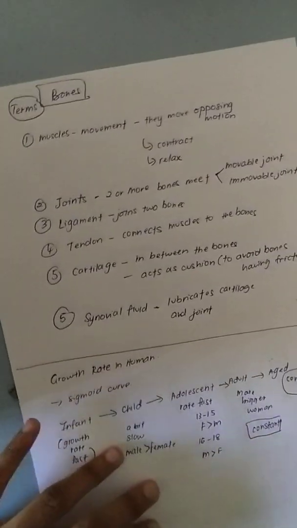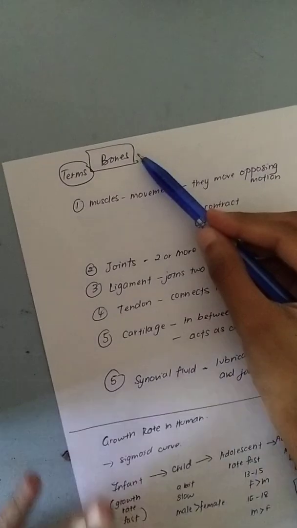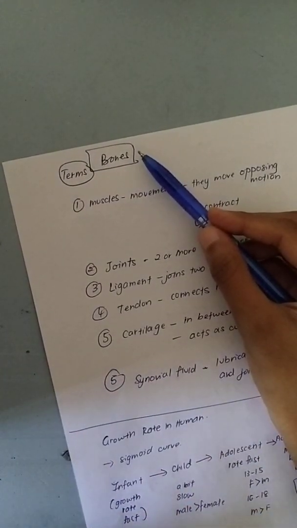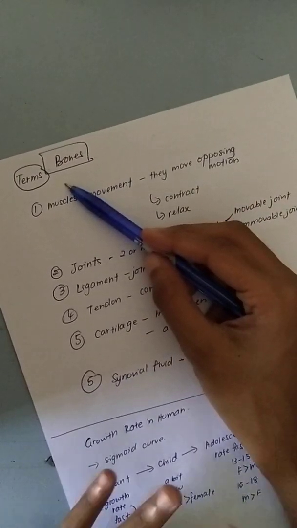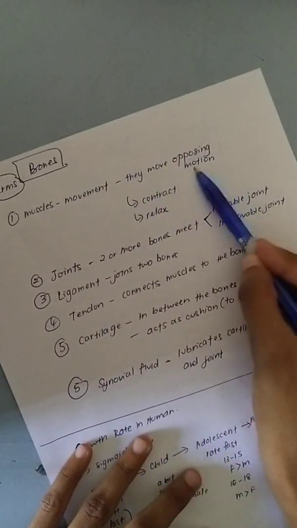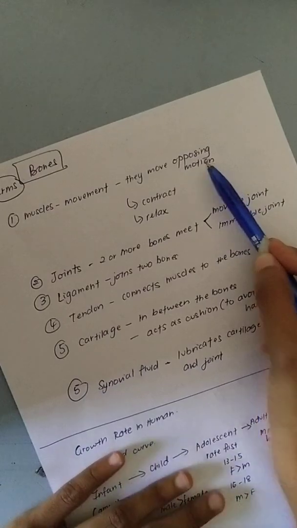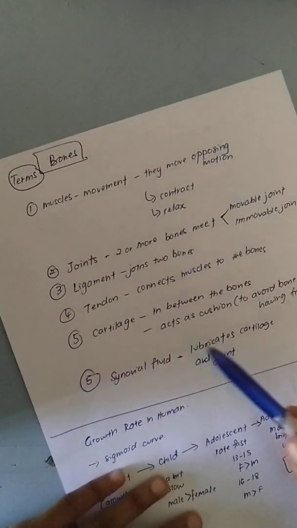Next subtopic, you need to learn about some terms related to bones. You know what bones are, and you already know the four main functions of bones. Next, you need to know what muscle is. We know that muscle is involved in movement, and muscles work in an opposing motion. You have learned this in the movement of the earthworm, whereby one will contract, one will relax. So later I'll show you in the textbook.